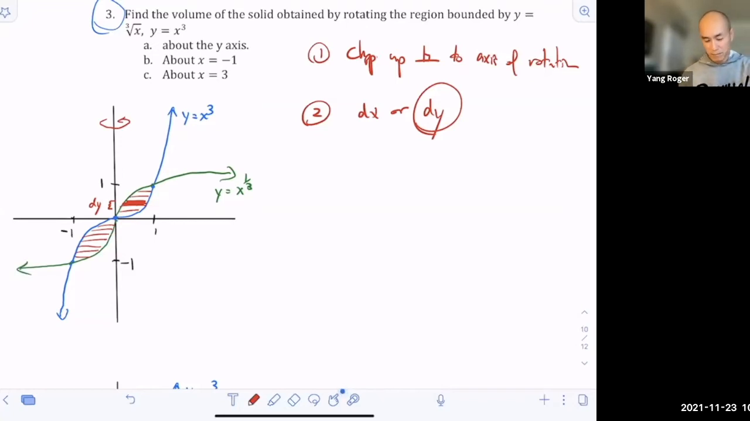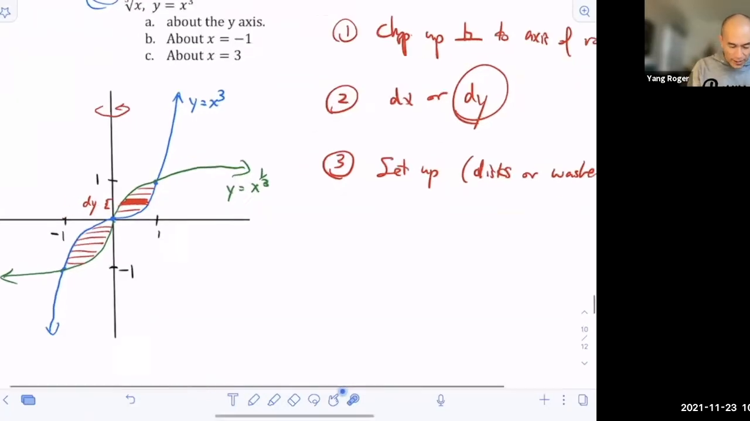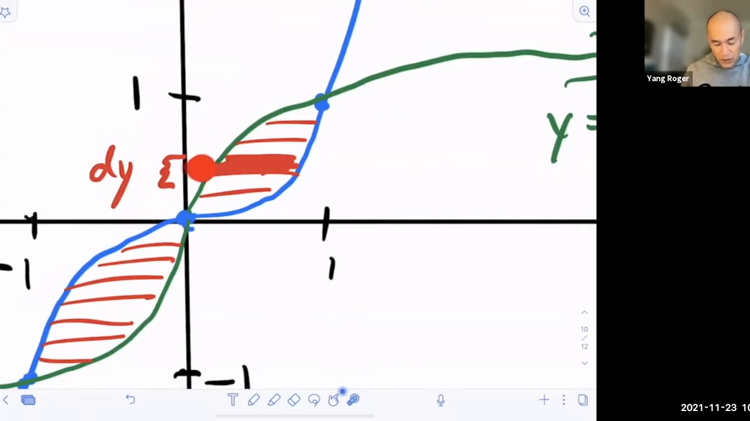Next question is, we've got to set it up. And in order to set it up, we also have to think about whether it's going to be discs or washers. So how can I tell if it's a disc or a washer? Well, if you think about taking this red part here and rotating it around the axis, you're going to have a hole right there. You're going to have a hole right here. So it's definitely going to be a washer.